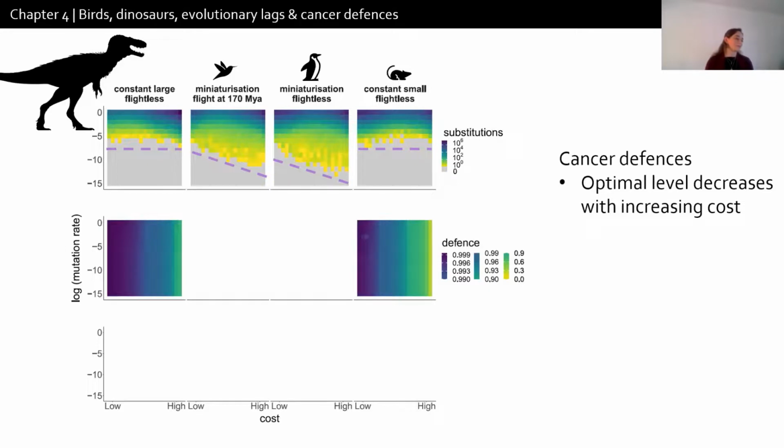So here I would like to first show you how the level of defenses changes across cost values. You can see that from left to right, the level of defenses decreased, because as defenses got more costly, the optimal level of defenses got lower. And in general, you can see the dinosaur panel is more blue and darker blue compared to the mammal one. So the dinosaurs, because they were larger, required more cancer defenses.